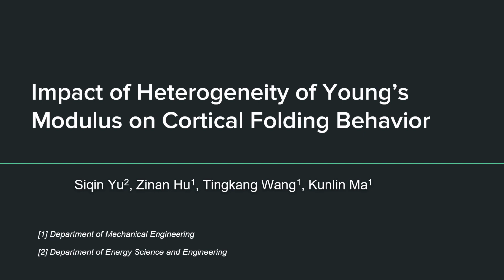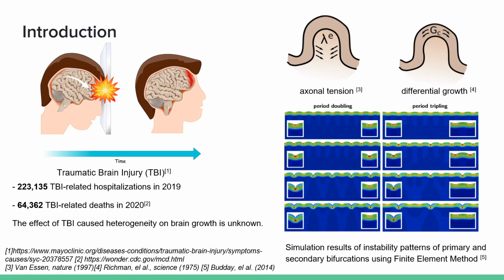Our project is about the impact of heterogeneity of Young's modulus on cortical folding behavior. Traumatic brain injury is a brain dysfunction caused by outside forces. It may induce heterogeneity of stiffness in the brain, leading to abnormal folding, poorer cognitive and language abilities, etc.